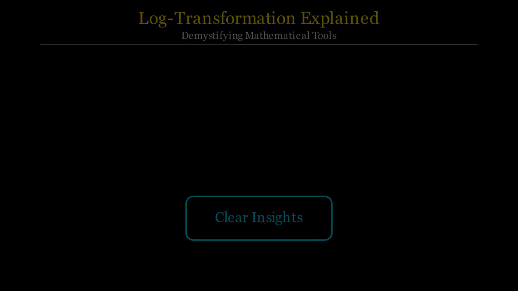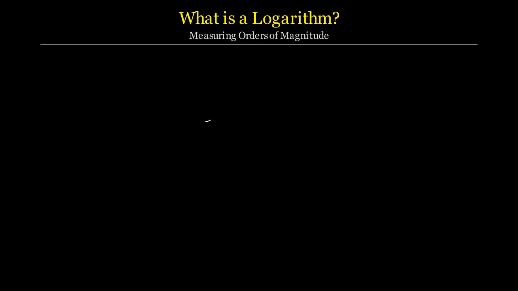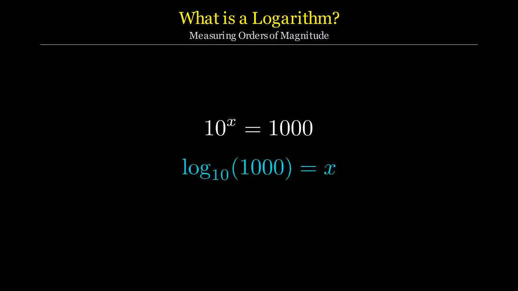In the world of data, not everything grows linearly. Imagine the difference between a small village and a megacity, or the wealth of a billionaire versus a student. When we have data that spans several orders of magnitude, linear scales fail us. This is where logarithms come in. A logarithm answers one simple question: to what power must we raise a base to get this number?